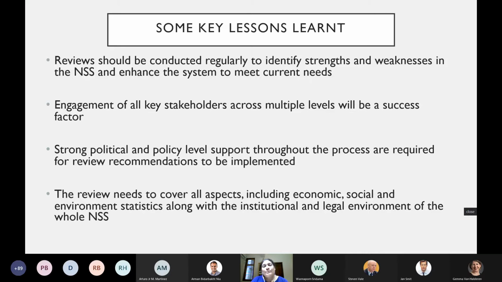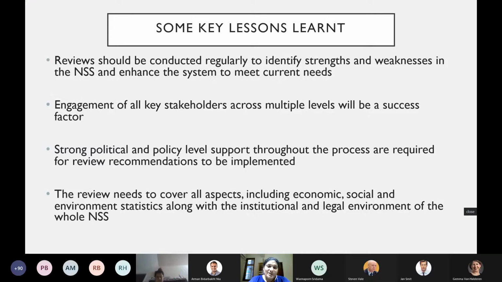And the engagement of all stakeholders across multiple levels is one of the huge success factors. Even though we tried to engage the data users and the questionnaires were sent, we still found that some of the people did not respond as much as we would like. So the political will is very important. In our case, we had some difficulties with the political system as well. The government had some issues at the time, and we were not able to launch the report and take it to the level that we wanted to.